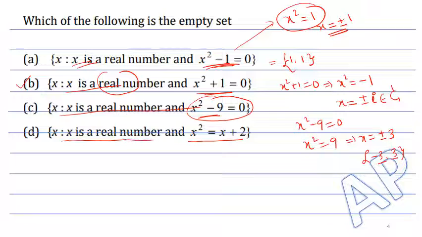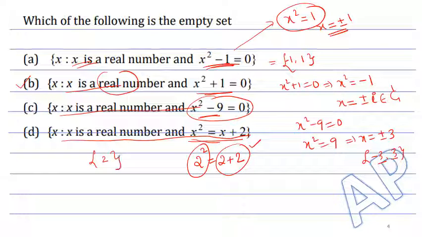Option D: set of all x such that x is a real number and x square is equal to x plus 2. We can find a real number which satisfies this equation, that is 2. 2 square is 4 and 2 plus 2 is also 4. So option D is a set containing the element 2, that is a singleton set {2}, which is non-empty. So the empty set among the options is x square plus 1 is equal to 0, where x is a real number.